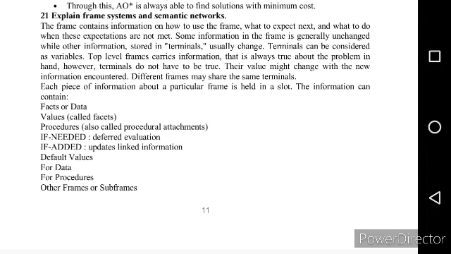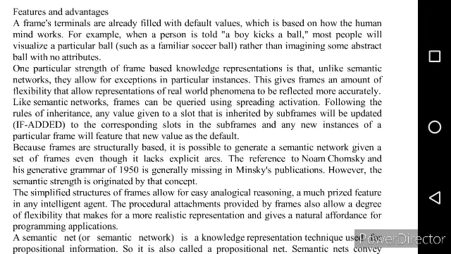facts or data values called facts, procedures if needed, default values for data, and other frames or subframes. Features and advantages. Here, frames' terminals are already filled with default values, which is based on how the human mind works.